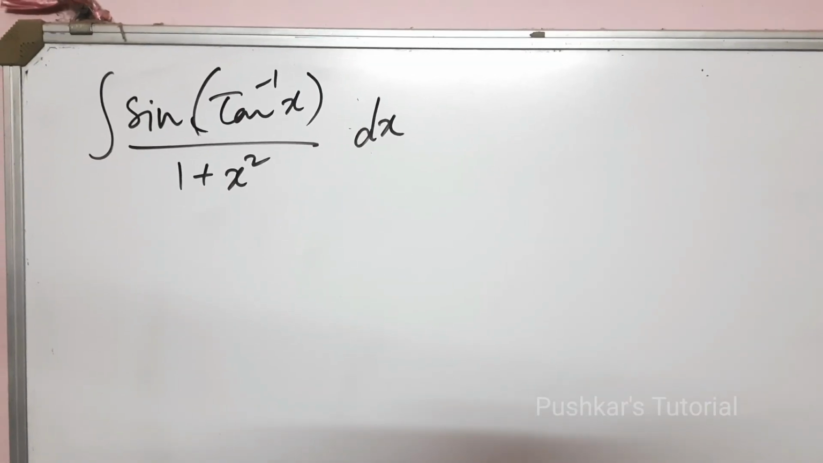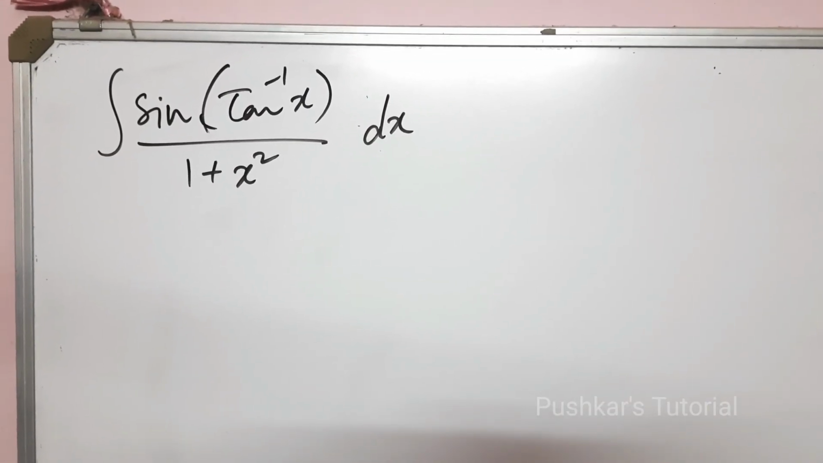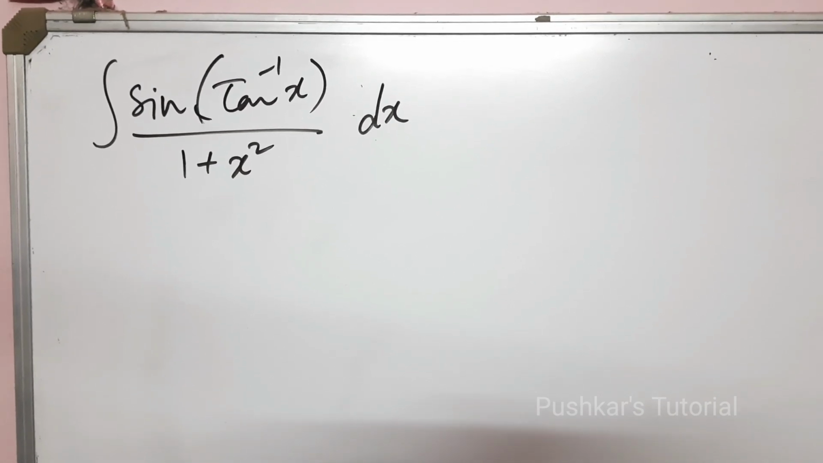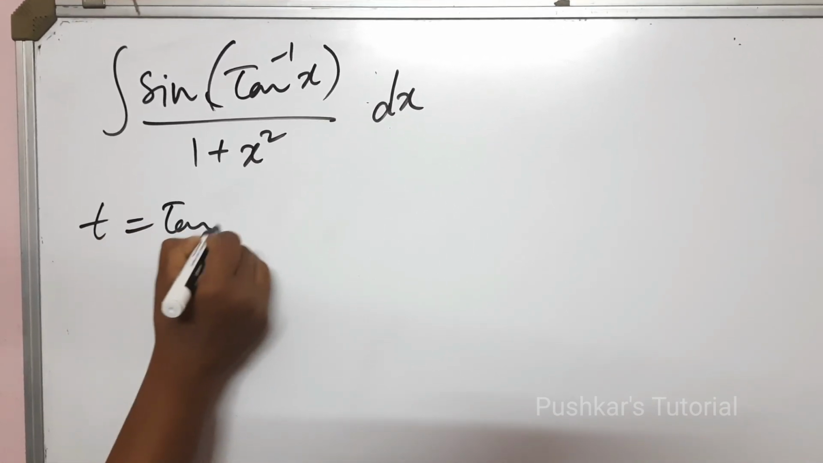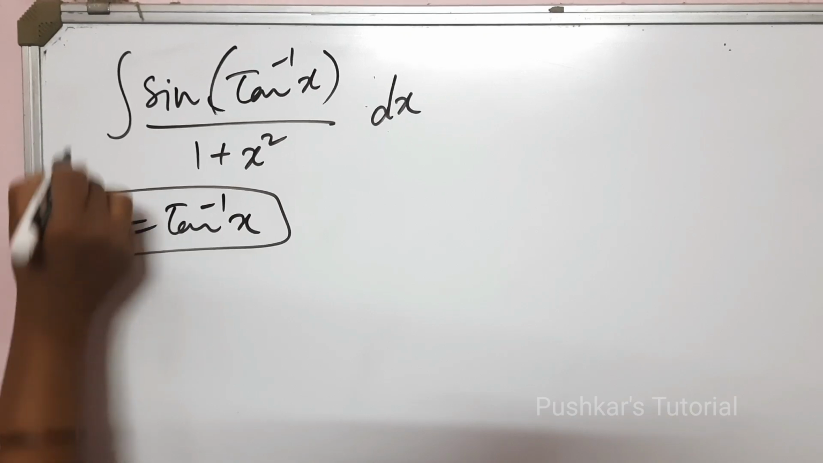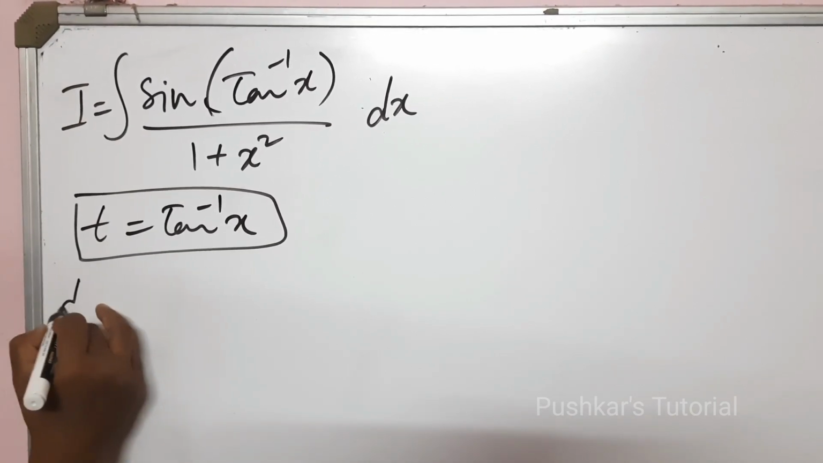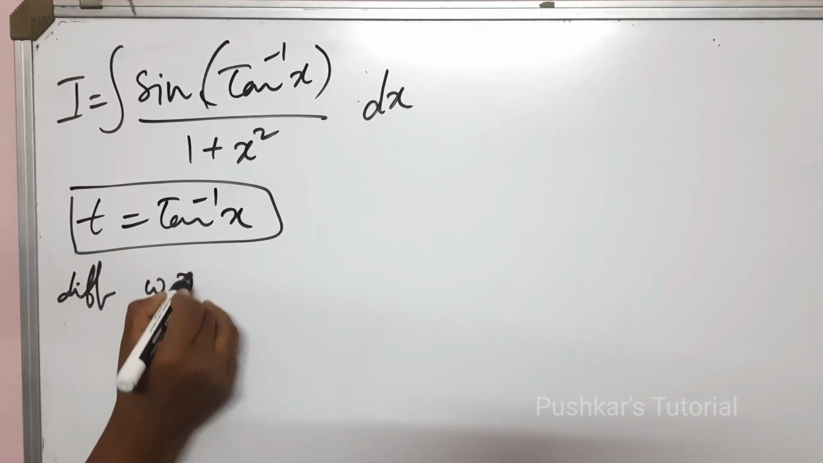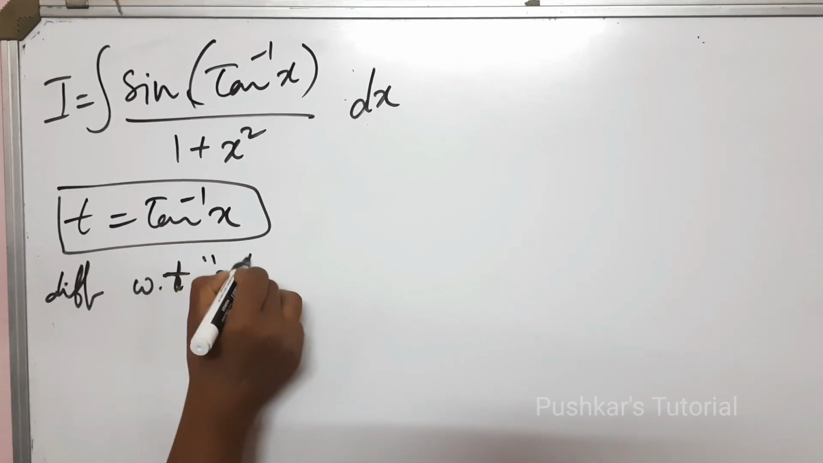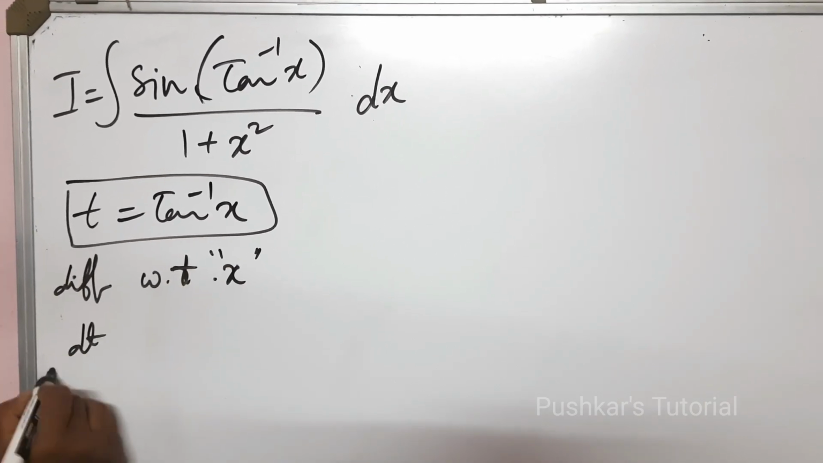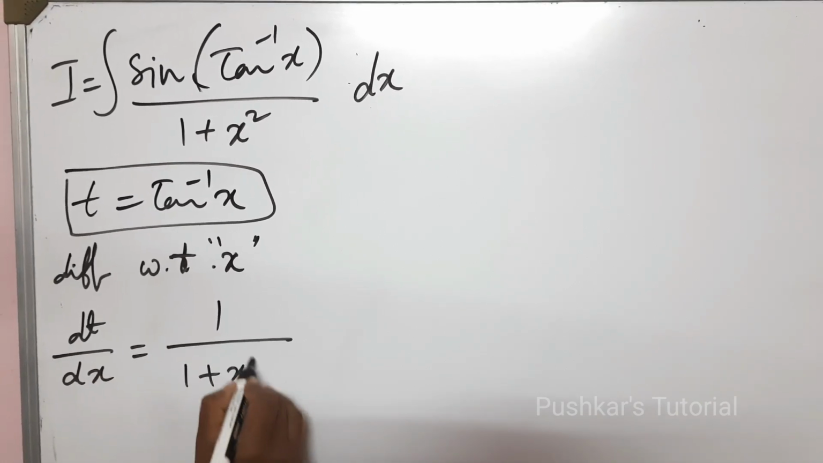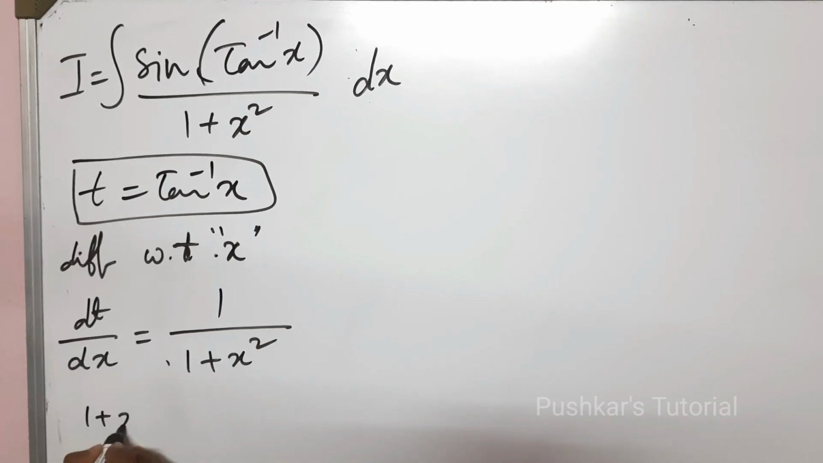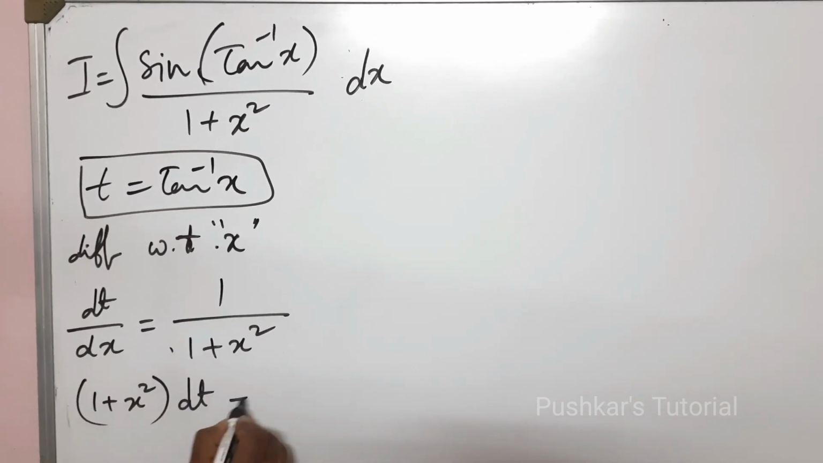Integration of sine of tan inverse x by 1 plus x square into dx. So here, observe that the differentiation of tan inverse x is 1 by 1 plus x square. So we have to use the substitution method. t is equal to tan inverse x from the question I. Differentiating with respect to x, dt by dx is the differentiation of tan inverse x, which is 1 by 1 plus x square. So by cross multiplication, 1 plus x square into dt is equal to dx.